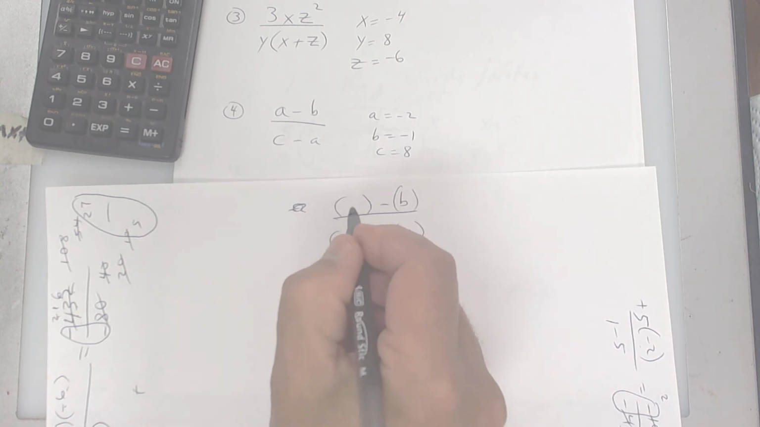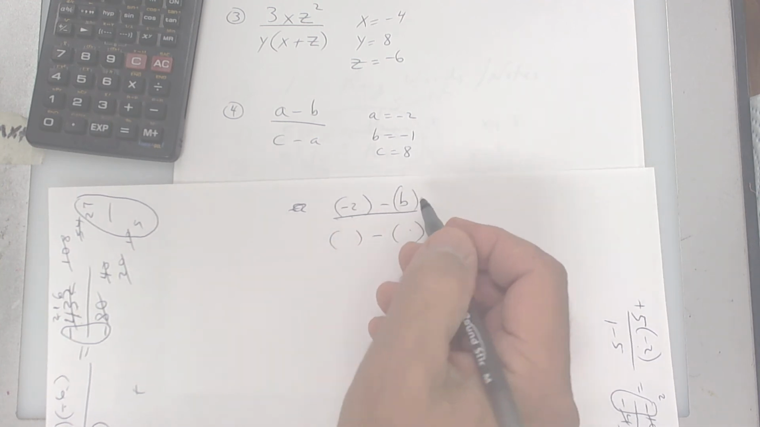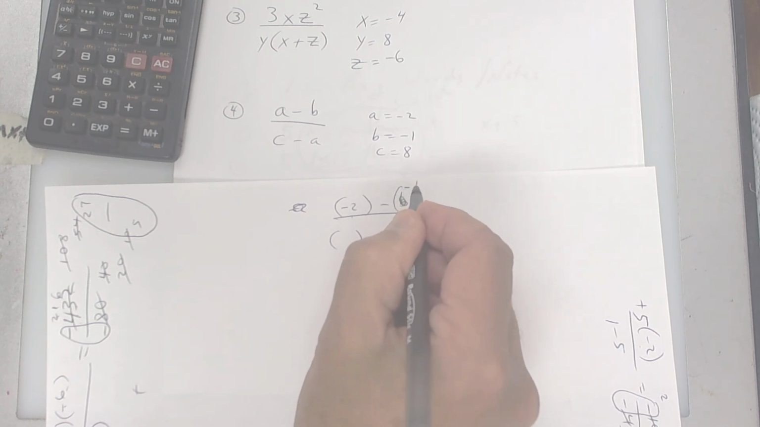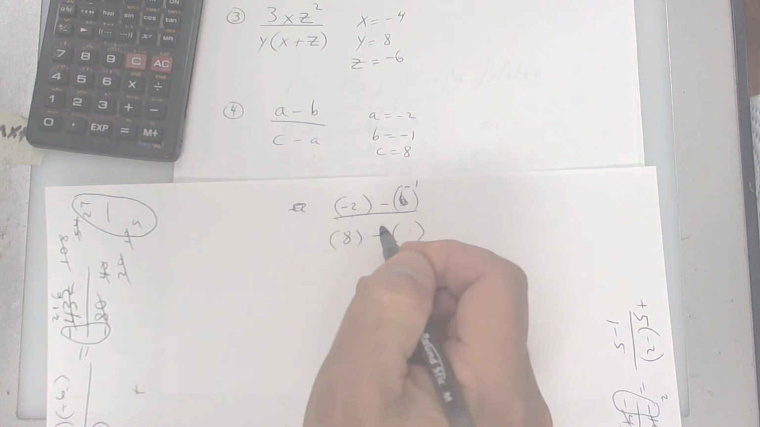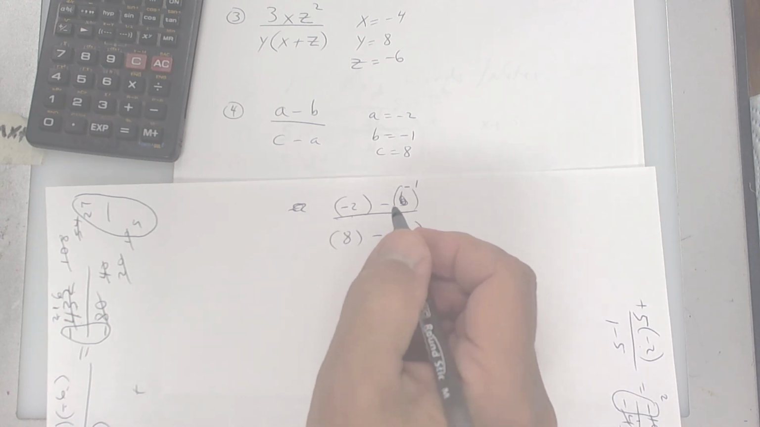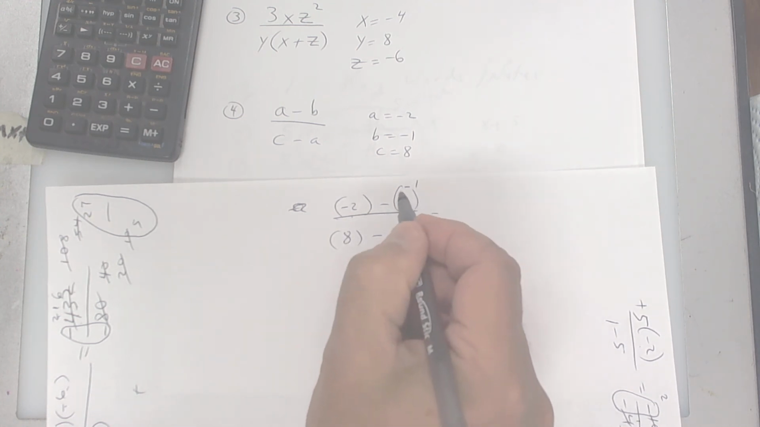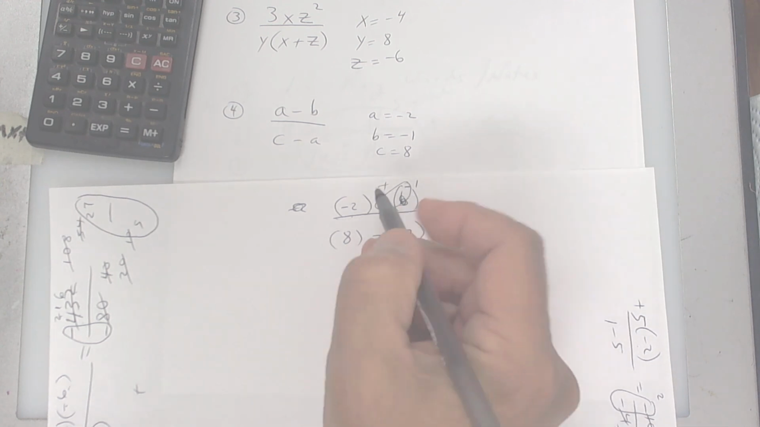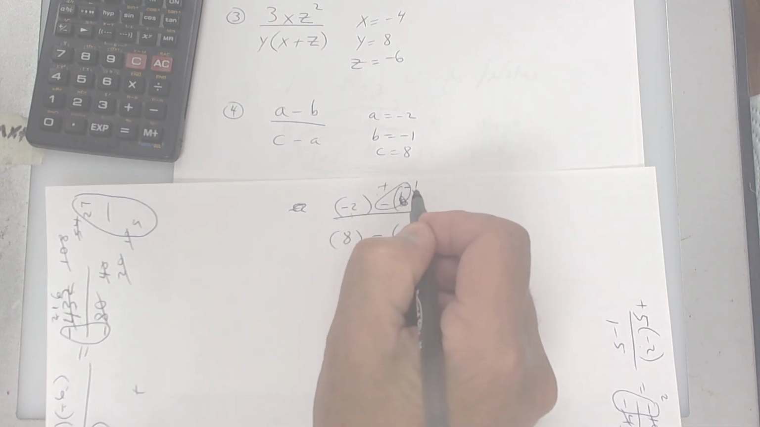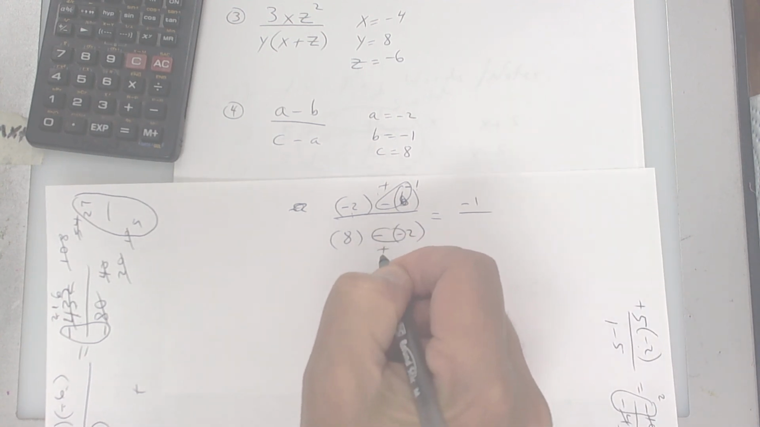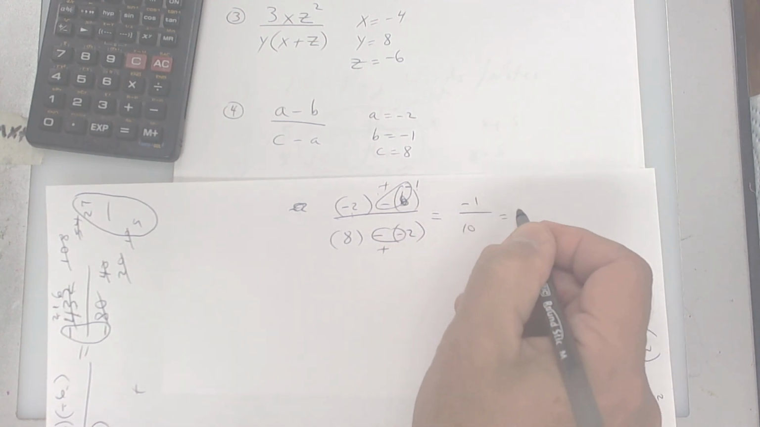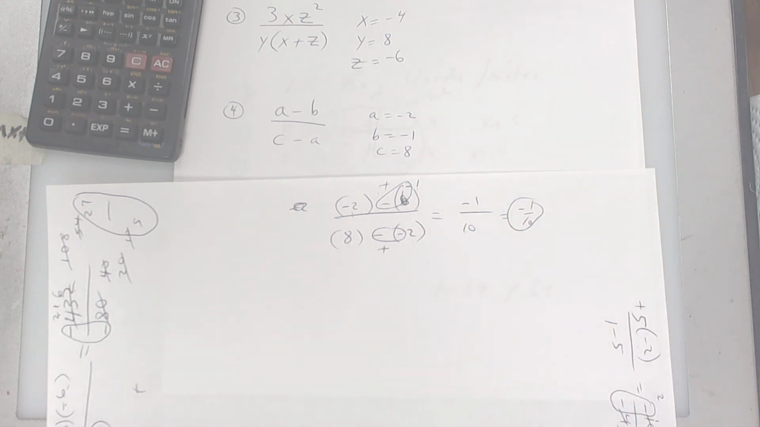So A is -2. B is -1. C is 8. And A is -2. All right, hopefully I got that right. This is a plus. So a -2 plus 1 is going to be a -1. This becomes a plus, so that becomes 10. So I get -1 over 10.